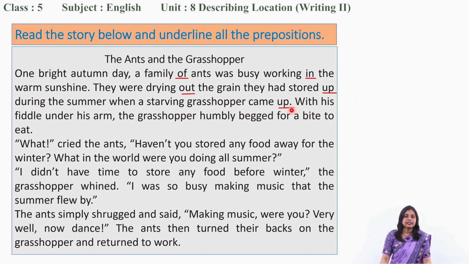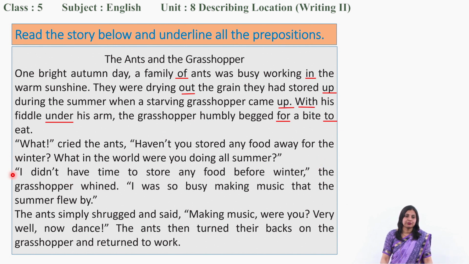Now, what about this next sentence? With his fiddle under his arm, the grasshopper humbly begged for a bite to eat. What are the prepositions here? Quickly tell me. Very good. With. Okay. Then after? Yes, exactly. Under. Okay. Then? Yes, for. And? Yes, to. For a bite to eat.